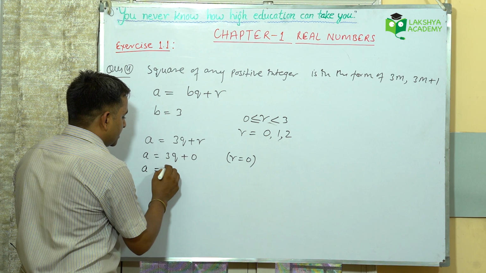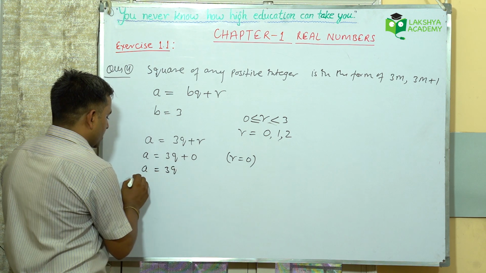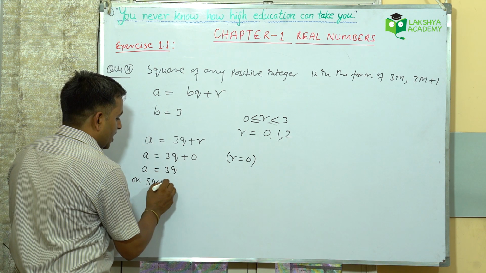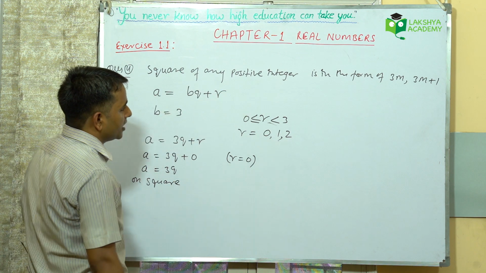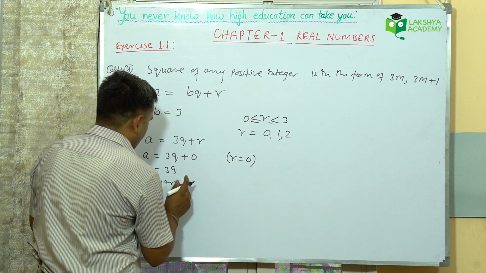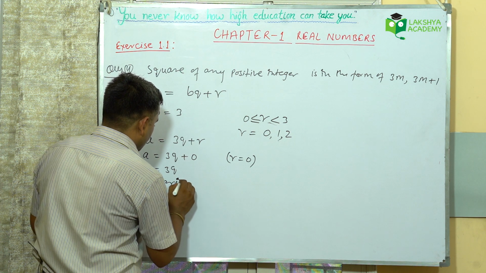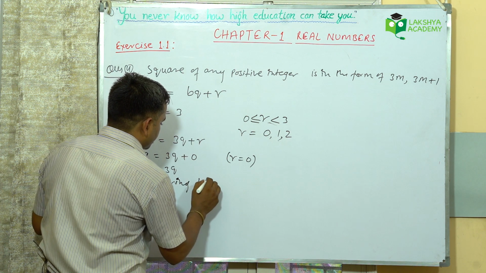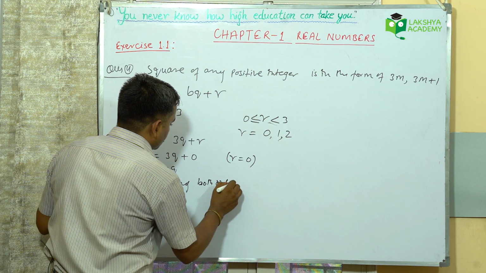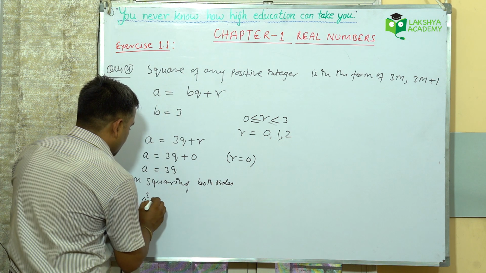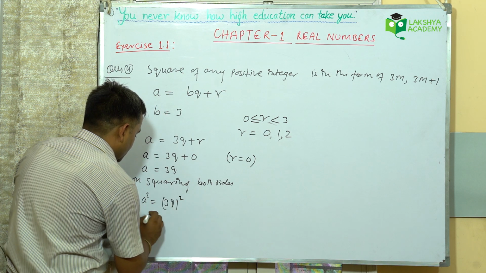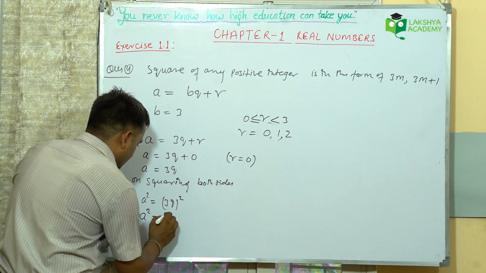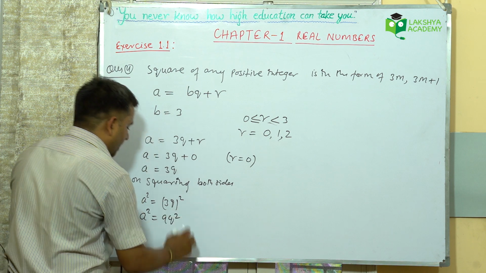We can rewrite it as A equals 3Q. So on squaring, because we have been asked for the square of any positive integer, we will square it. On squaring both sides, this is A square equals 3Q whole square. So we are getting A square equals 9Q square.